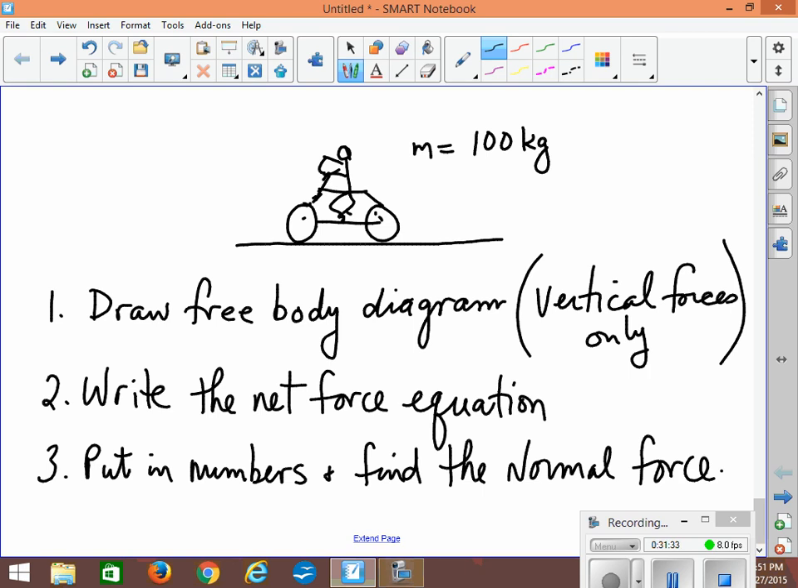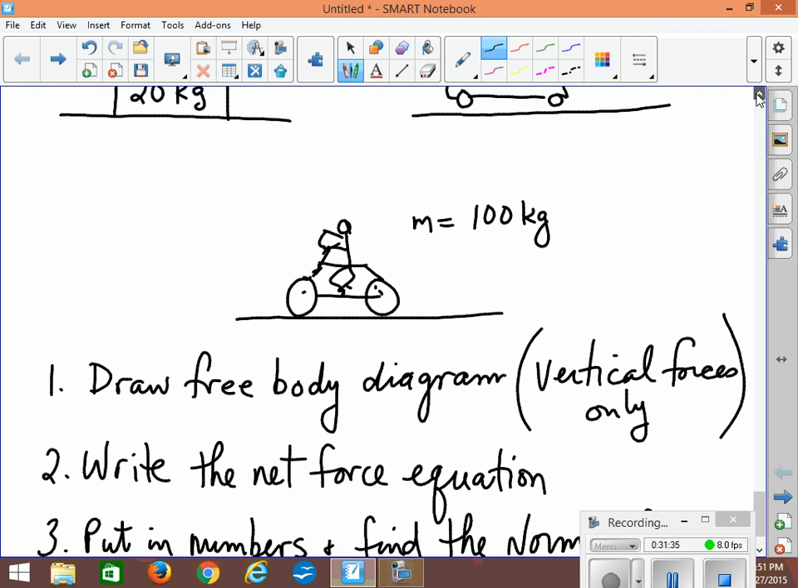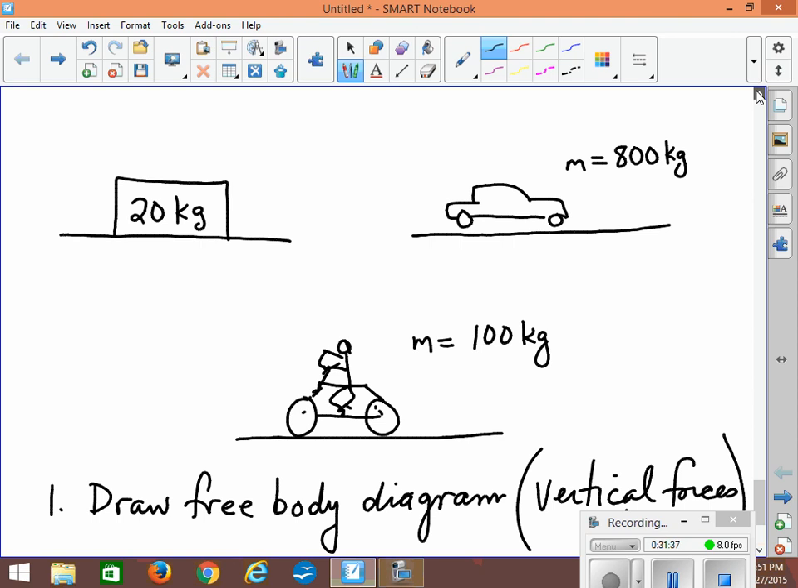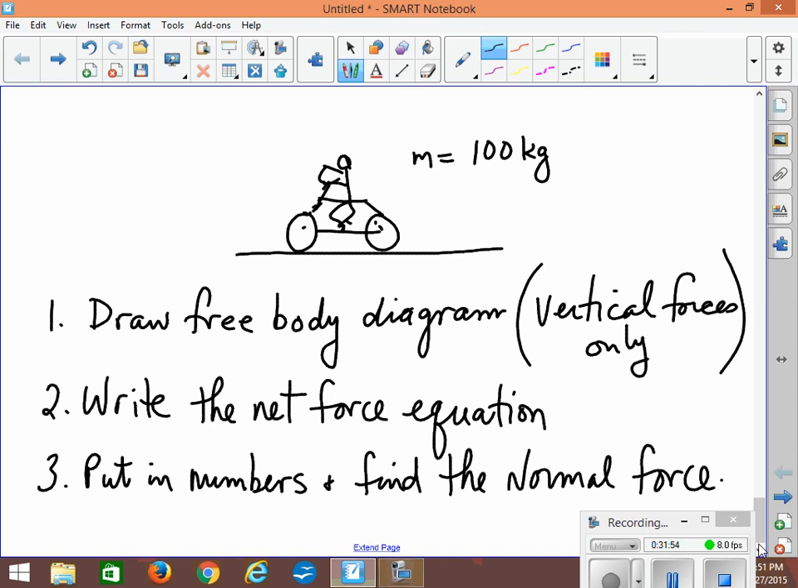Do those three things for all three pictures that we drew right here. So now pause the video and try and do all three on your own. And then when you're finished, or if you get stuck, come back and I'm going to now show you the solutions. But don't just watch the answers. Please stop the video and try to do it on your own first.